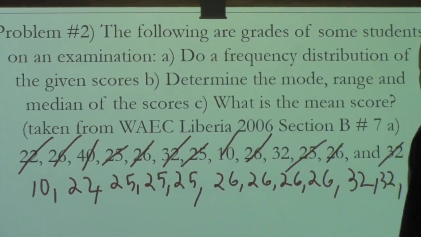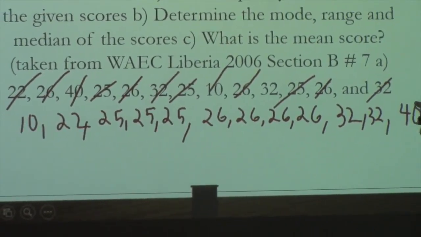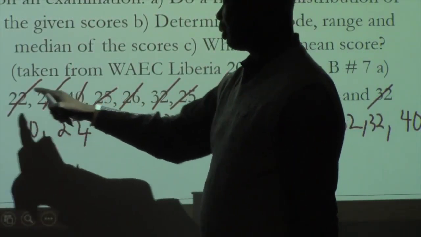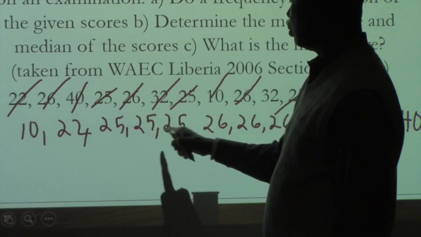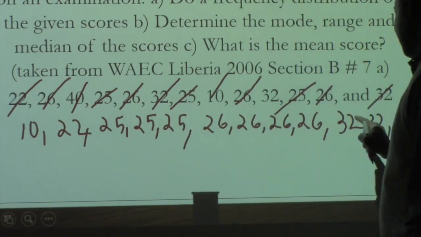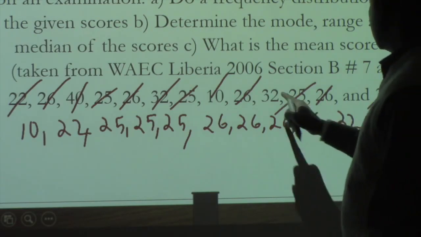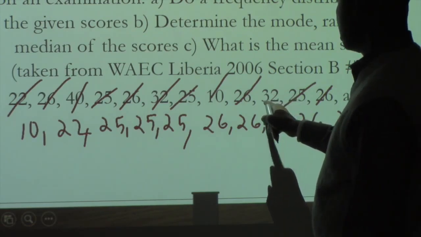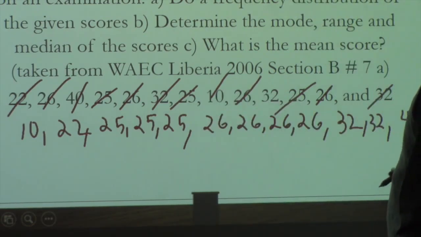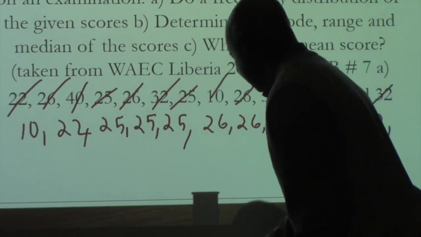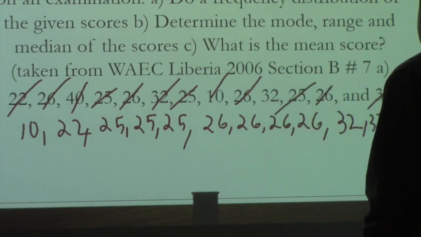Now, after you are done with this, let's count and see whether we are correct. 1, 2, 3, 4, 5, 6, 7, 8, 9, 10, 11, 12. So we're missing one, correct? 32. How many 32 do we have here? 1, 2, and 3. So it's three 32s. That's why it's always good to go back and count. So we have three 32s and then 40.